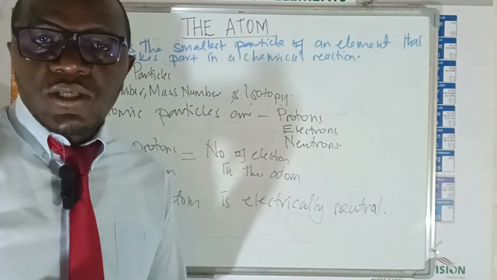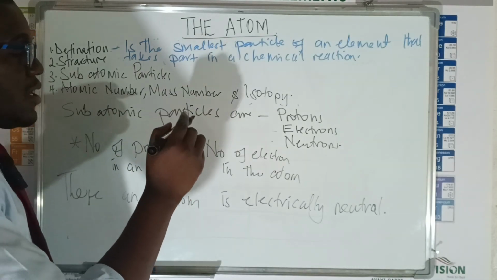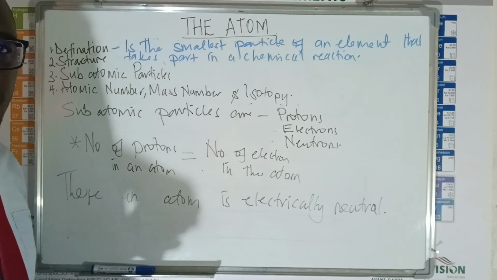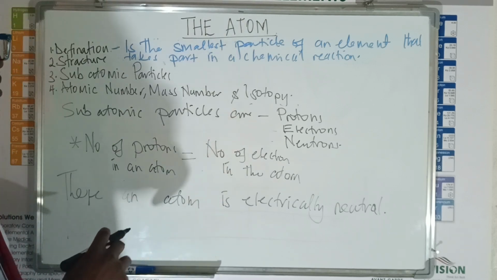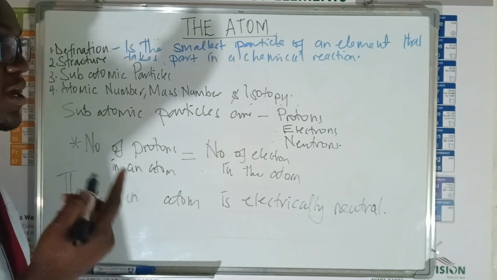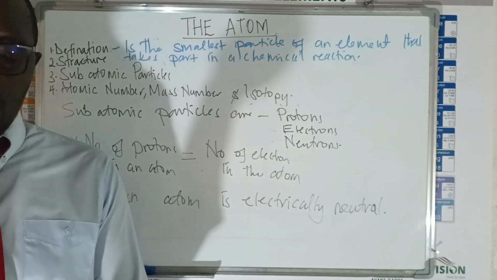Atoms are neutral in nature. Why? Because the number of protons and the number of electrons are the same, so they cancel each other. Then another thing that we have noted is that the mass of an atom is determined by the number of neutrons and the number of protons. So I believe that that is very clear.